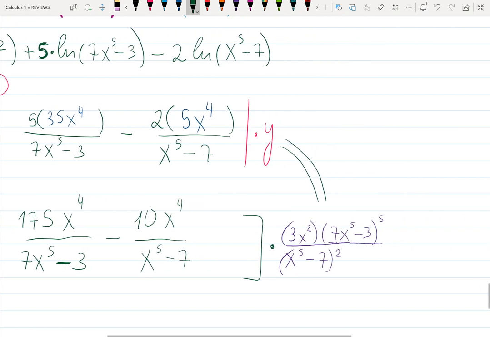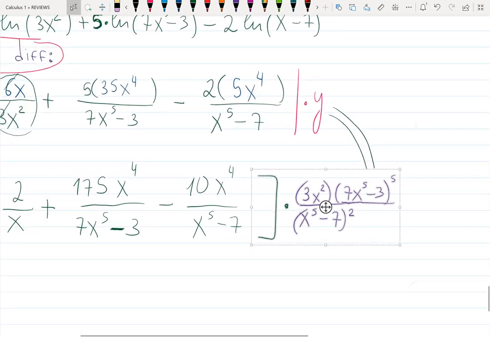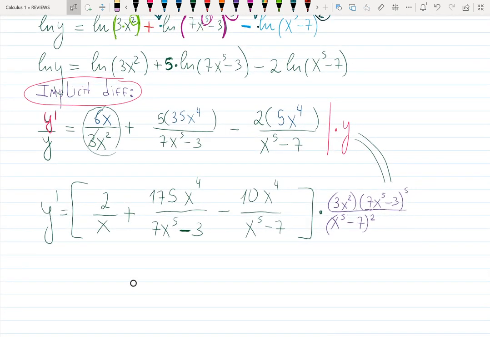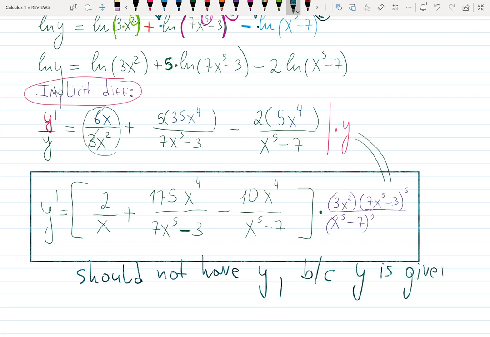And then everything is multiplied by y. And your y is given, so you don't keep it just y. As you can see, with logarithmic differentiation, the answer should not include y. Should not have y, because BC, y is given at the beginning. So just go back at the beginning of the question and put it there.